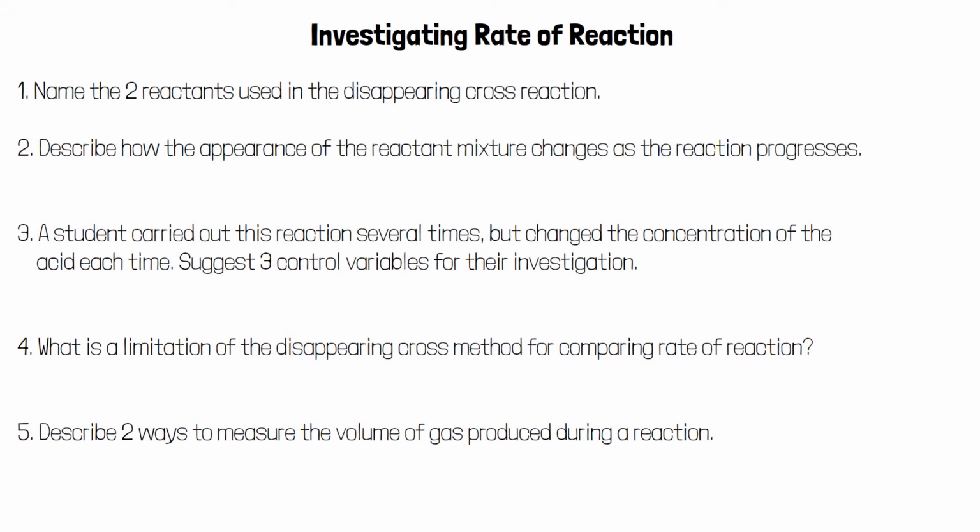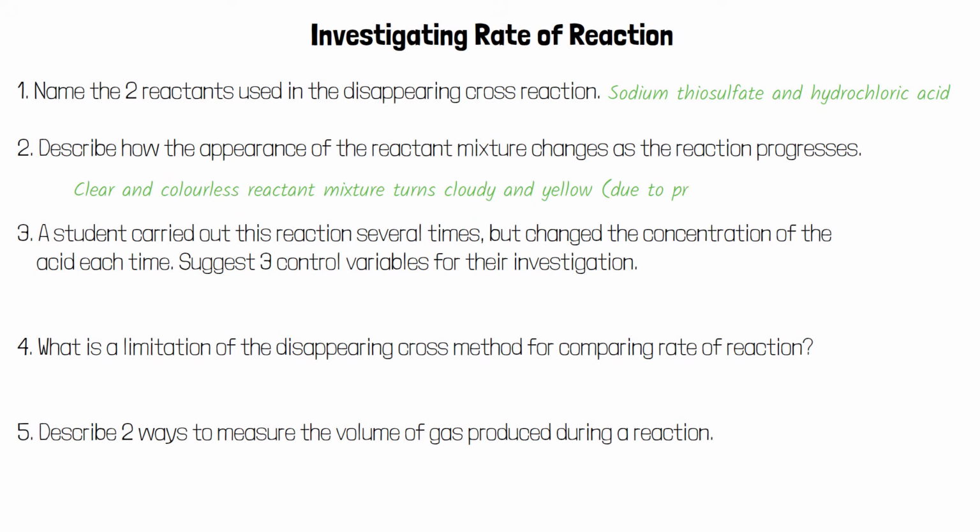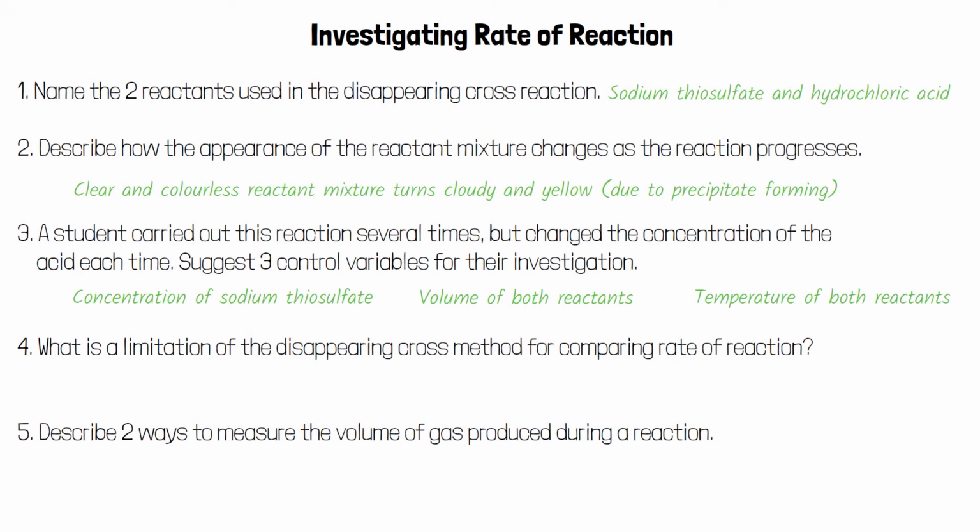The two reactants used in the disappearing cross reaction are sodium thiosulfate and hydrochloric acid. As the reaction progresses, the clear and colourless reactant mixture turns cloudy and yellow due to a precipitate forming. If the student changes the concentration of hydrochloric acid, they'll need to keep the concentration of sodium thiosulfate the same, as well as the volume of both reactants and the temperature of both reactants.